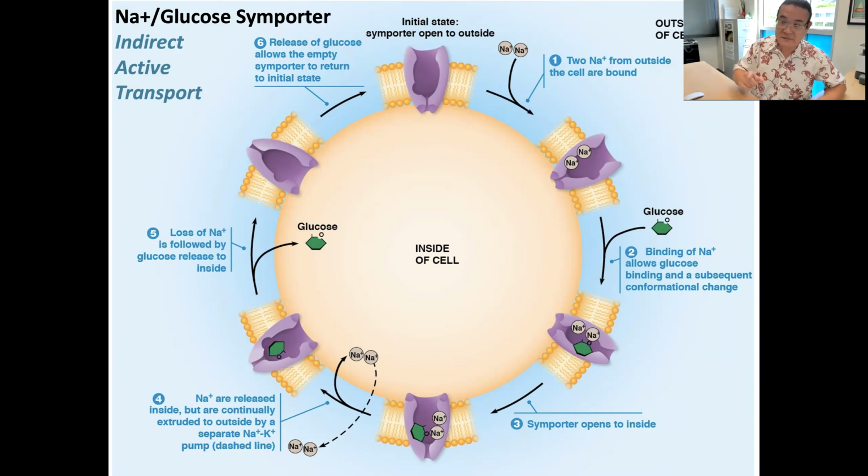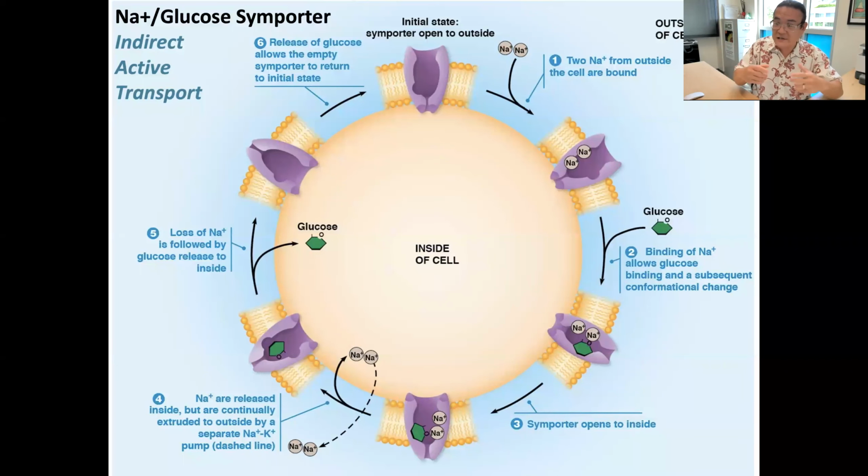But there are some cells in your body that actually have to actively move glucose in. Why? Because in certain types of cells, for example your liver cells, their job is to concentrate glucose, to take all that extra glucose from your blood, concentrate it and chain it together to make things like glycogen.